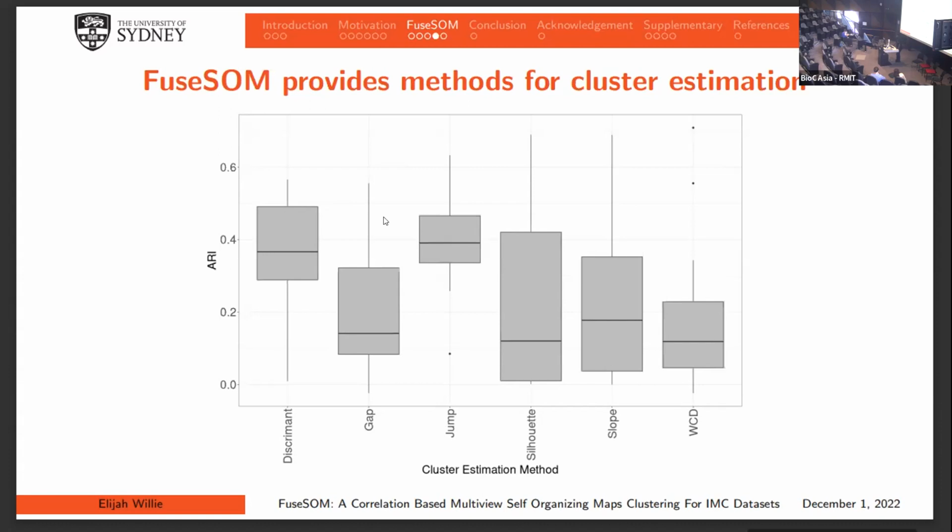It's similar to when you just pick the number of clusters from the published papers and try to recreate the results. They jump here, and the discriminant methods are again the top performers.